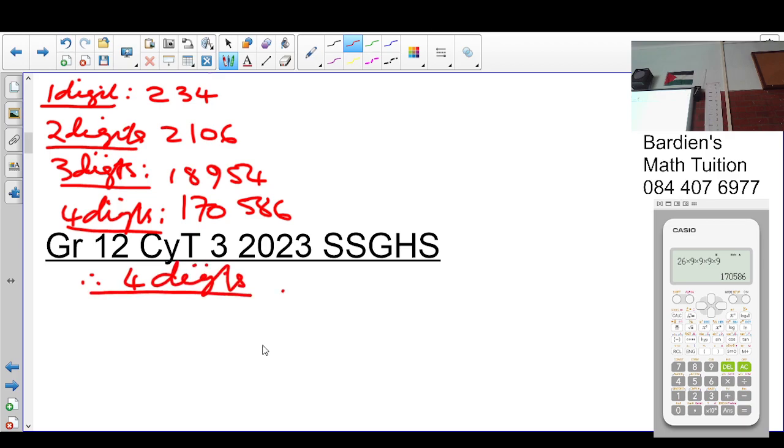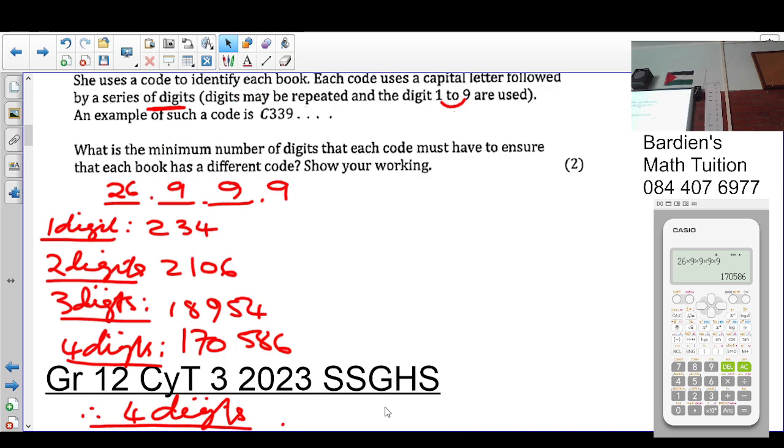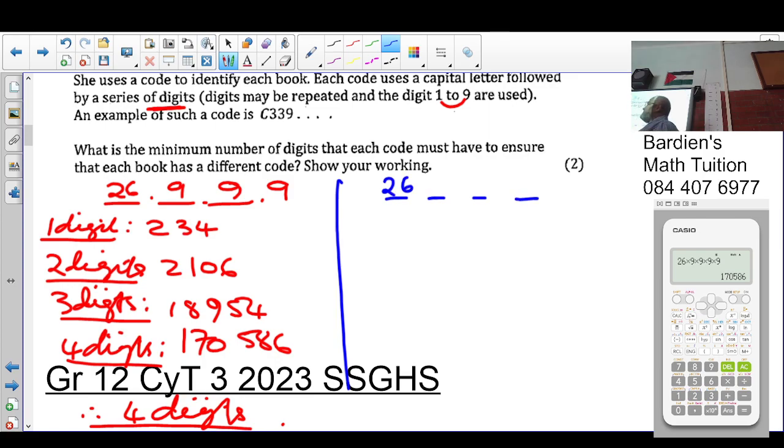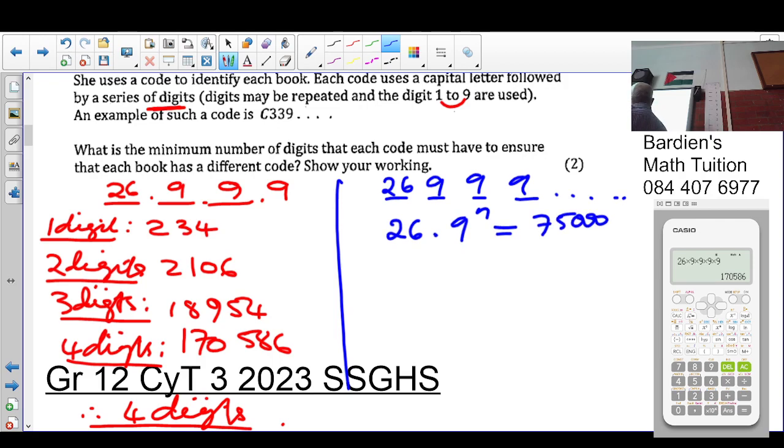Okay, that's one way of looking at it. Now we say, we don't like playing guessing games, no problem. Remember that there are 26 here, however that can be 9 to the power of n, as much as it takes for you to have a number over 75,000. So it's going to be 26 times 9 to the n, which must then be equal to 75,000.